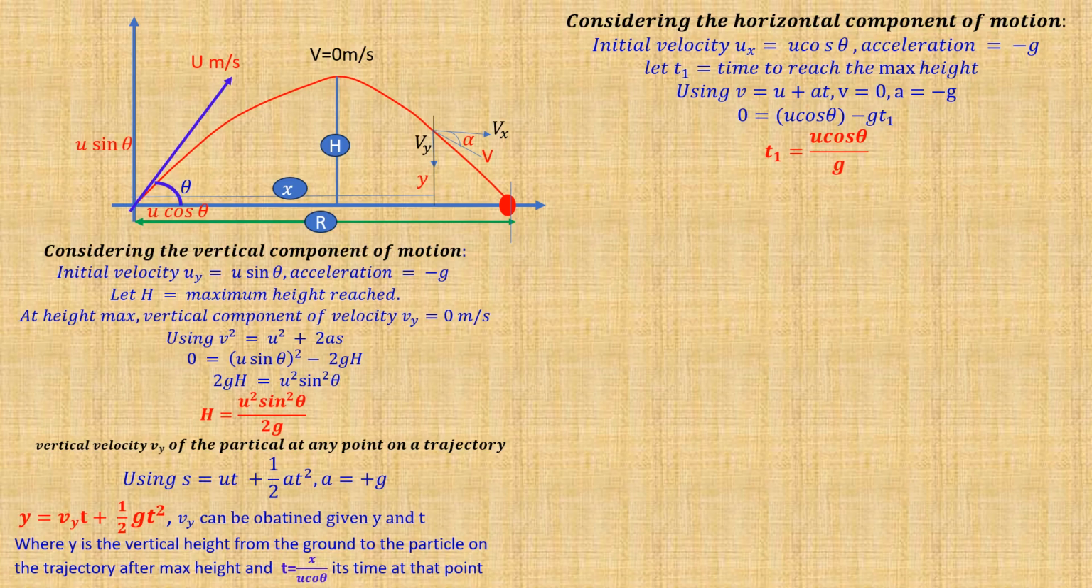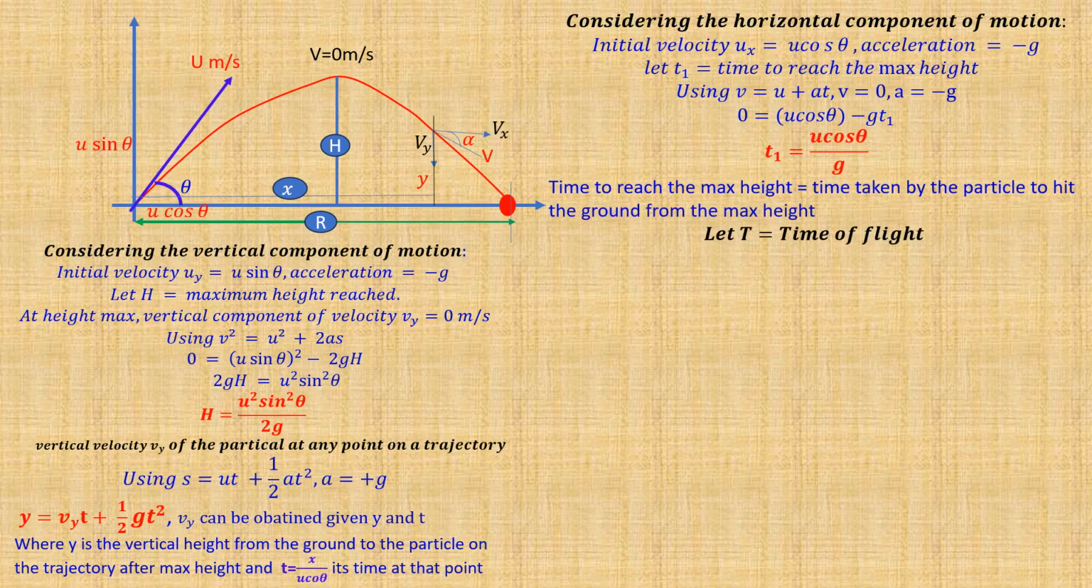Now we realize that as the particle is launched from the original position, as it attains the maximum height, the remaining parabolic path to be covered is ultimately the same as what has been covered. Meaning the maximum height is halfway along the parabolic path from the point of projection, and if you sum up the two, it ultimately gives you the total time for the particle to hit the ground from the point of projection. So we realize that the time to reach the maximum height is equal to the time taken by the particle to hit the ground from the maximum height.